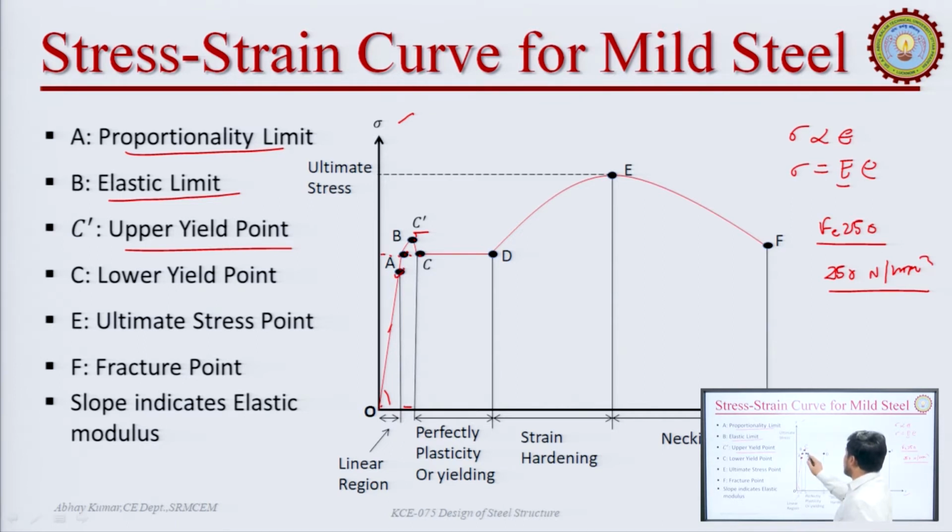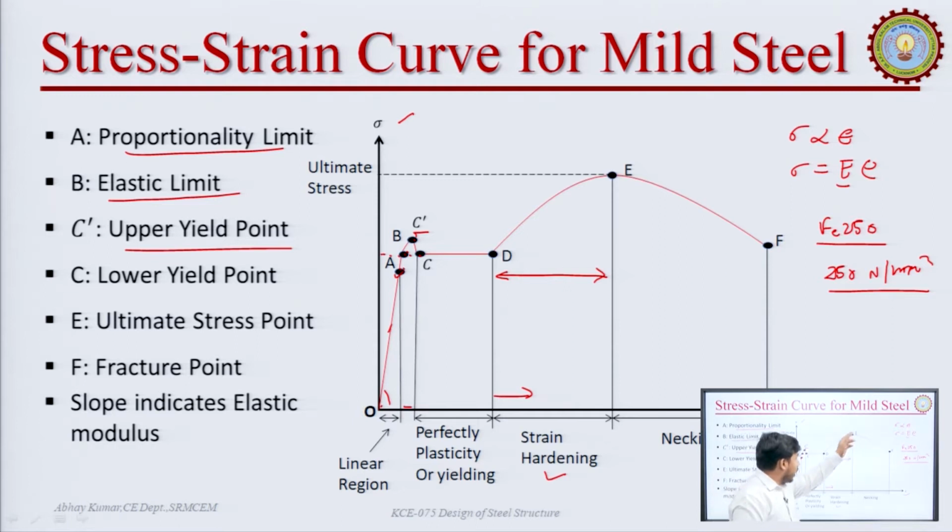From C to D, our material behaves plastically. It means that from point C to D, there will be no increase in the stress as we continue to apply the strain. Therefore, this region is known as the perfectly plastic region or the yielding region. From point D, the material again starts to show an increase in stress as we increase the strain. Therefore, this region is known as the strain hardening region.